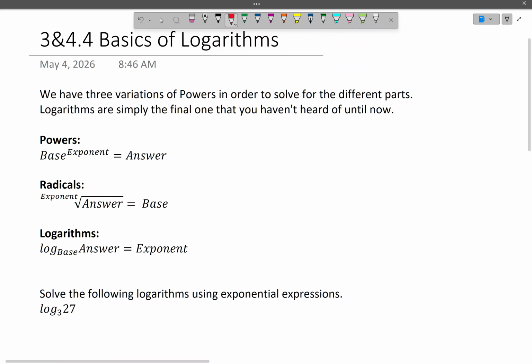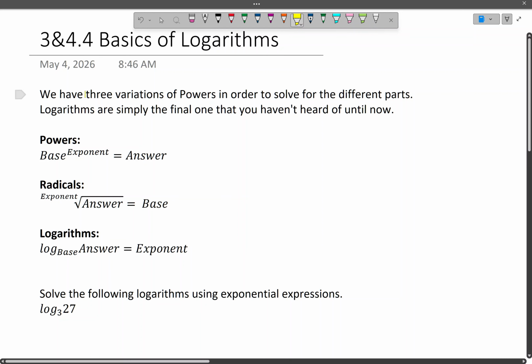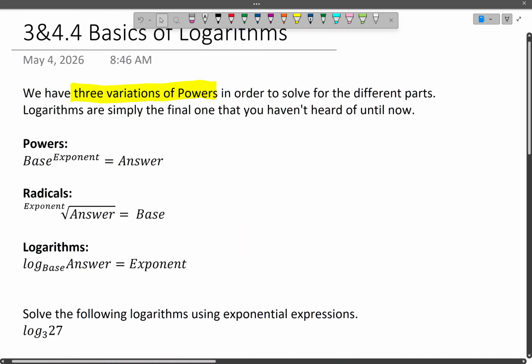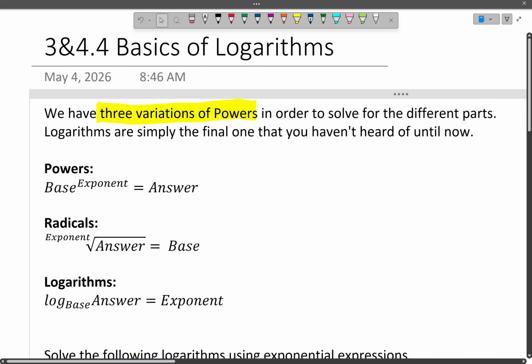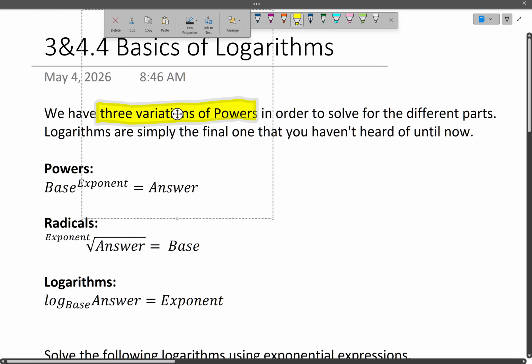Hello and welcome to my video on Chapter 3 and 4, Lesson 4, the Basics of Logarithms. So here we have this idea of logarithm, which is a variation of a power. And so logarithms are simply the final version that we haven't looked at until now. And so we're going to take a look at the three different versions.